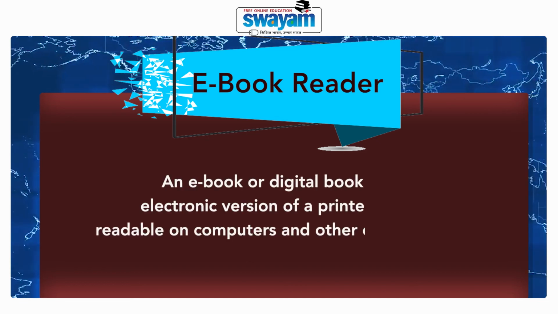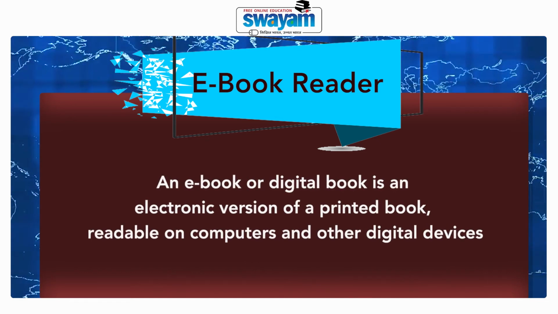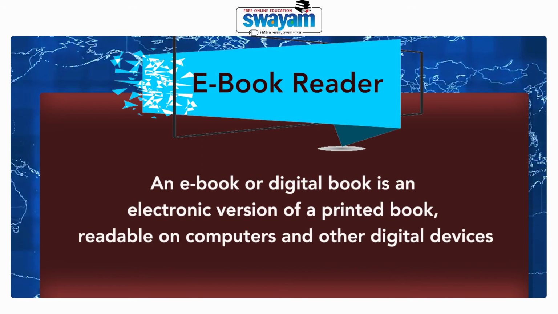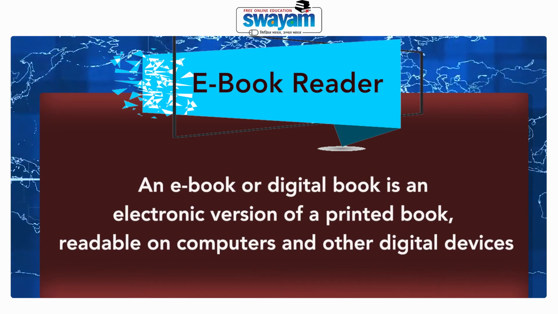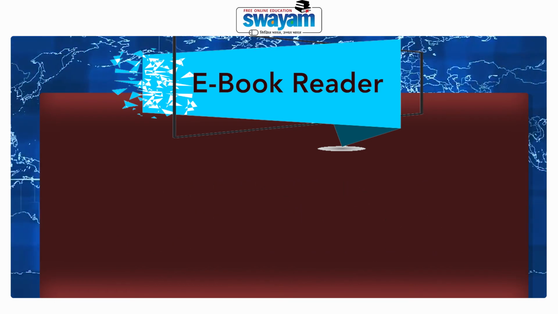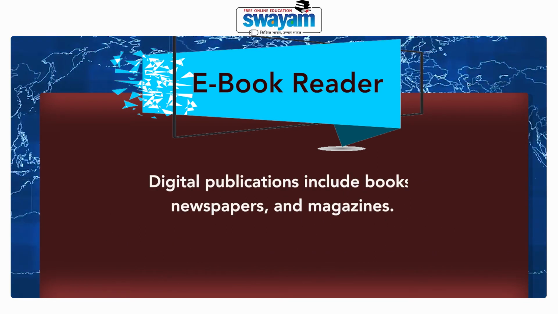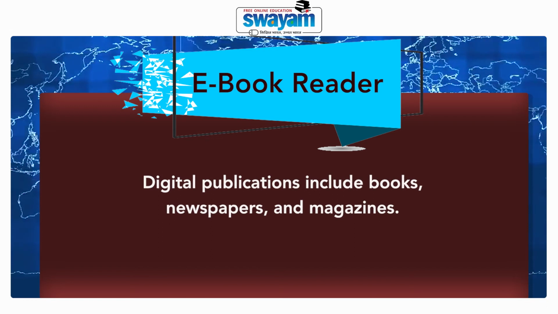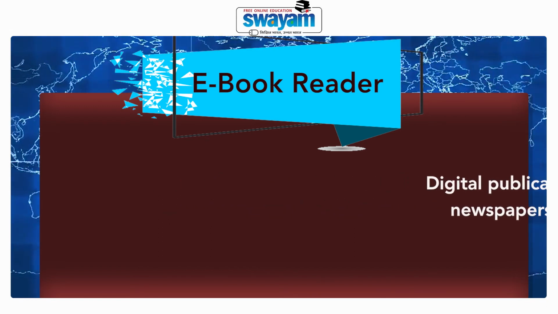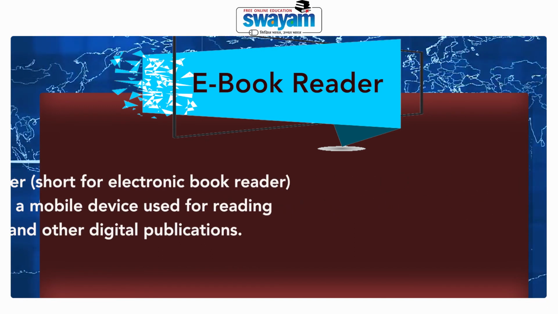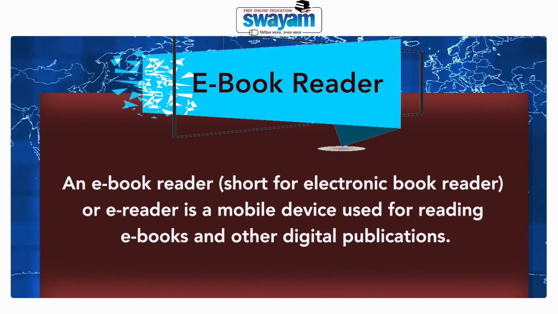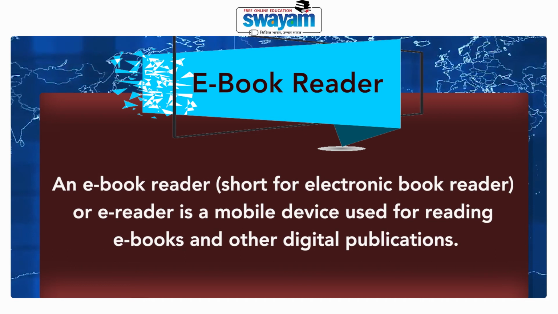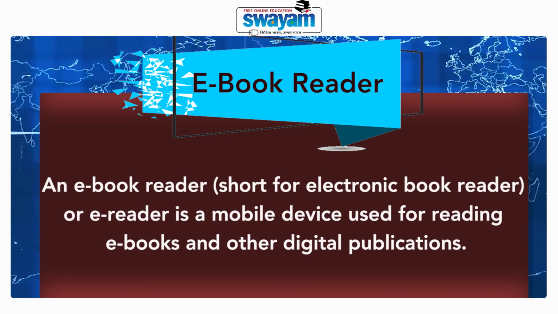An eBook or digital book is an electronic version of a printed book, readable on computers and other digital devices. Digital publications include books, newspapers and magazines. An eBook reader or e-reader is a mobile device used for reading ebooks and other digital publications.